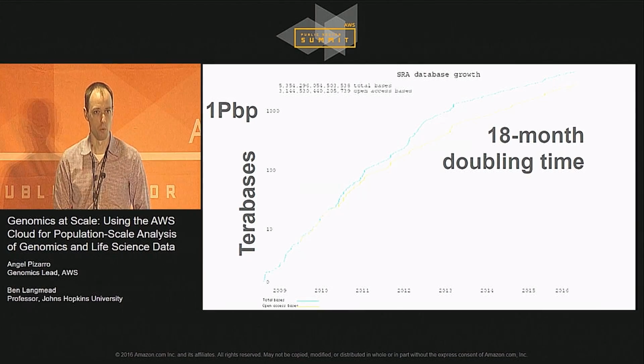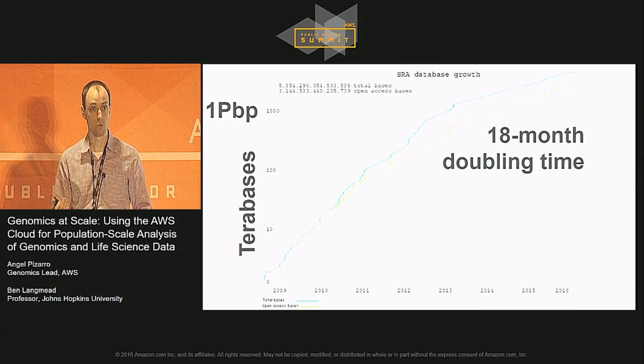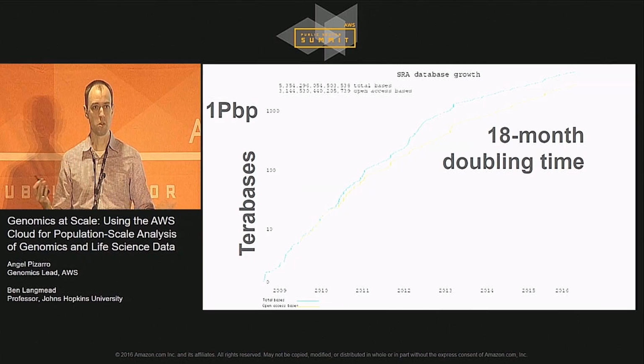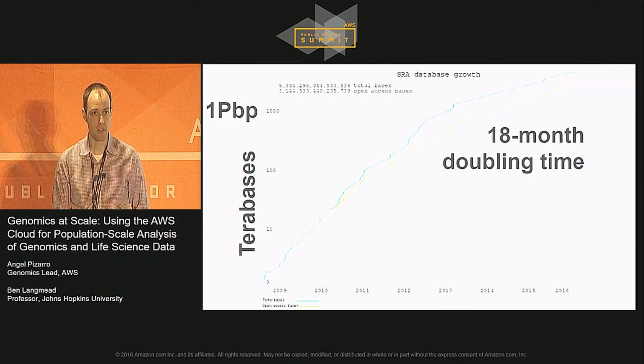We want other people to be able to reproduce those results or come to new conclusions using that existing data. So we now have this huge resource. It's many petabases, so peta ACs, Gs, and Ts worth of data stored in this resource. And this is very valuable data.